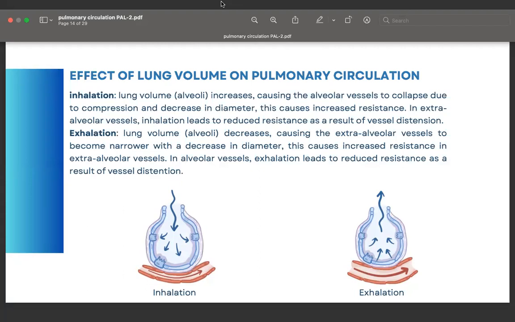So you can see on the diagram on the lower left, with inhalation, as we said, the alveolar vessels undergo compression and they collapse. So resistance increases, hence blood flow decreases.